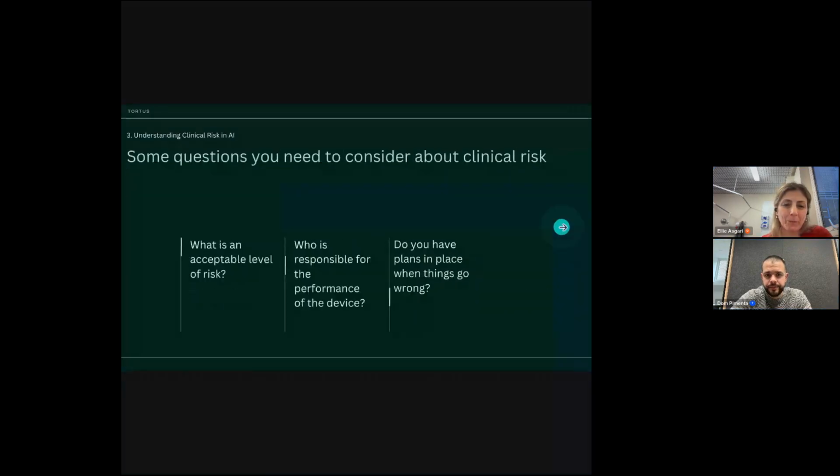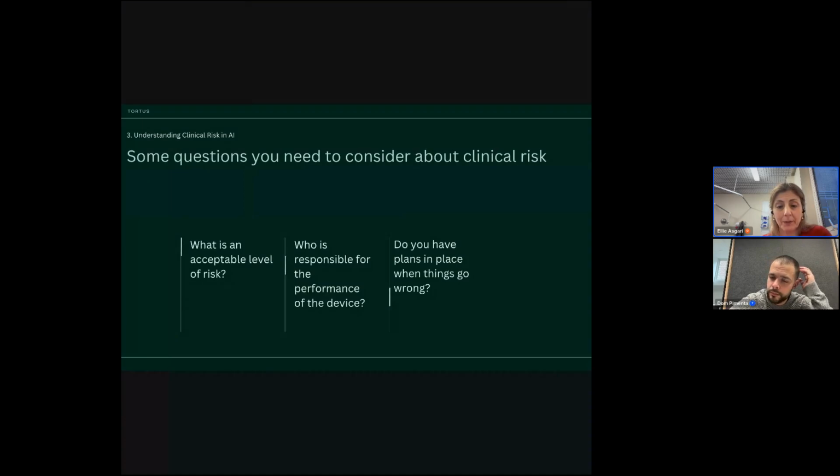Okay, great. Is this your last slide? Yeah, this is the last slide. So questions that you need to consider when you're thinking about clinical risk. As an organization, Don was saying earlier that different organizations might accept a different level of risk. So what is an acceptable level of risk that your organization is happy to take? I think that's something that you need to be clear on.